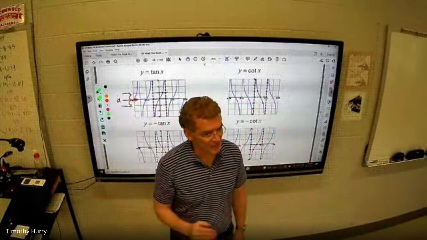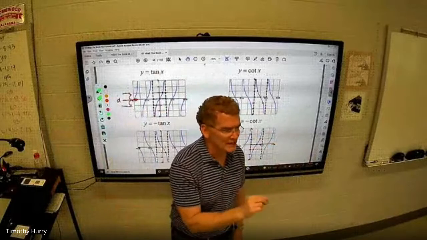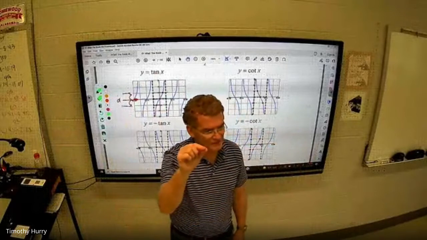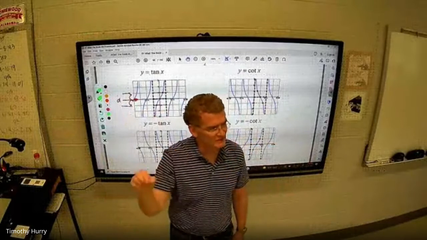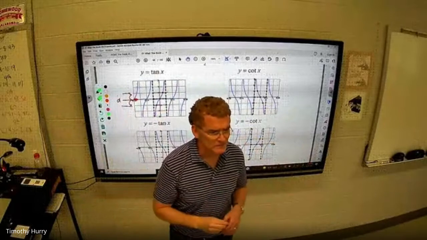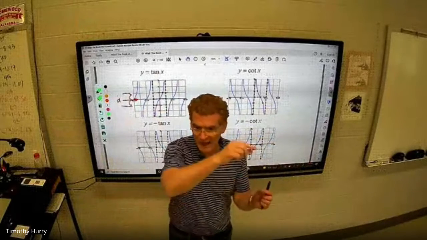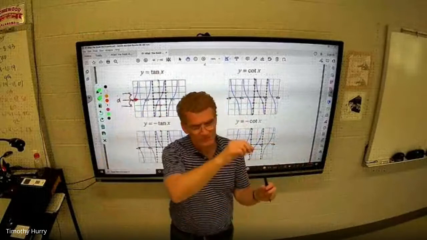Positive, negative, negative, positive, and so on. What about tangent? Positive, negative, positive, negative, positive, negative, positive, negative. How many degrees did it take you to get through the whole cycle? Just 180 or 1 pi. Because I got through all the positive negatives, and then I did positive, negative again, positive, negative again.